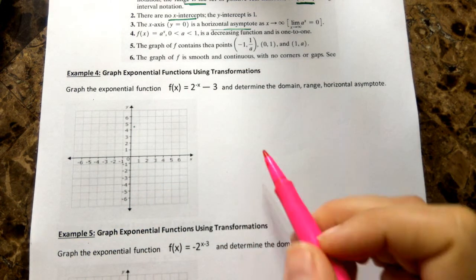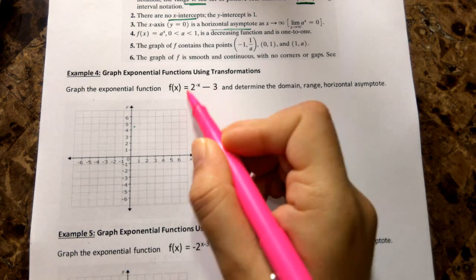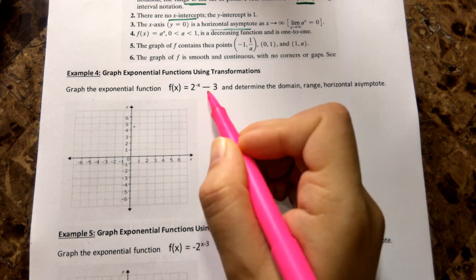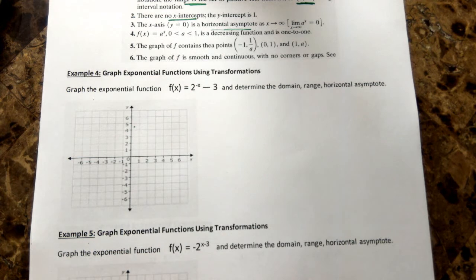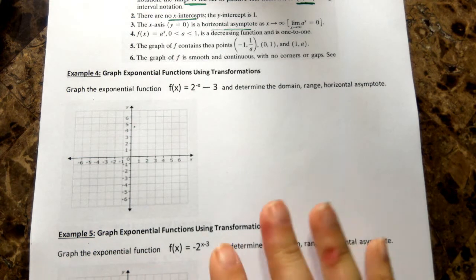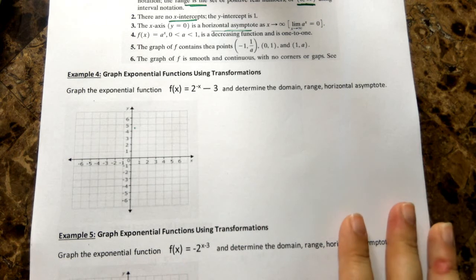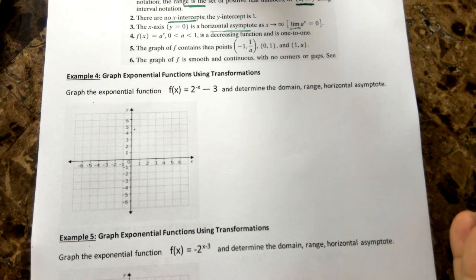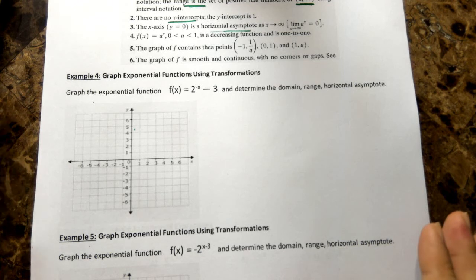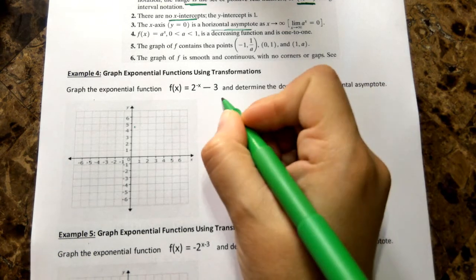Now, the thing about this function, it has a little extra part to it. It has a -3 on the end that we're not used to seeing, but it relates similarly to what we did when we learned transformations. So first thing I'm going to do is create a table to help me plot some points.